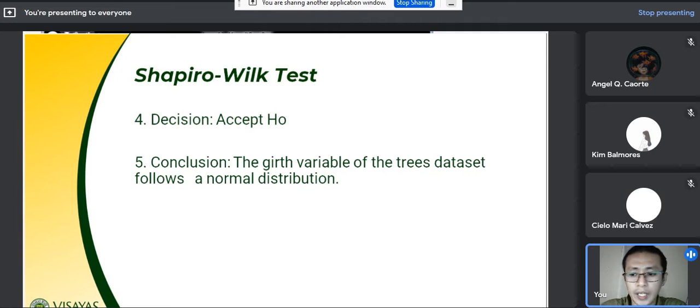So why do we need to add the phrase, there is enough or there is sufficient evidence? It is because after performing the data analysis and data interpretation, we really found out that the data follows a normal distribution. Therefore, to state a conclusion, we should state that there is sufficient evidence, or enough evidence, to conclude that the girth variable of the trees dataset follows a normal distribution. Questions class or clarifications?